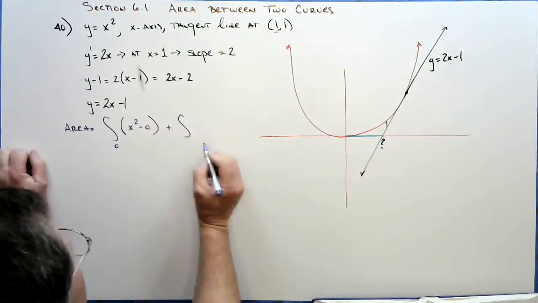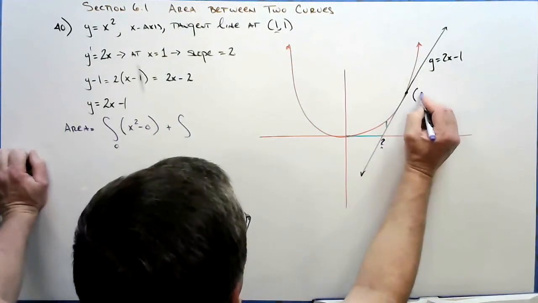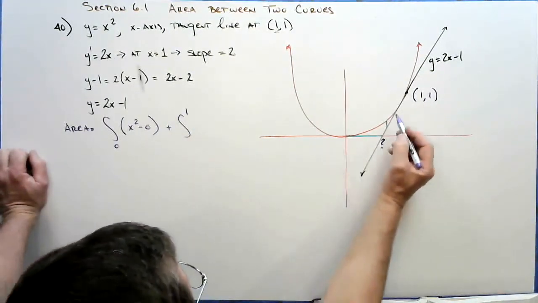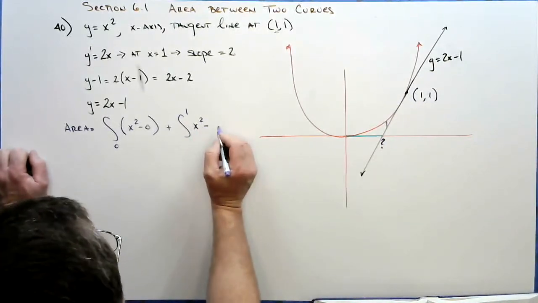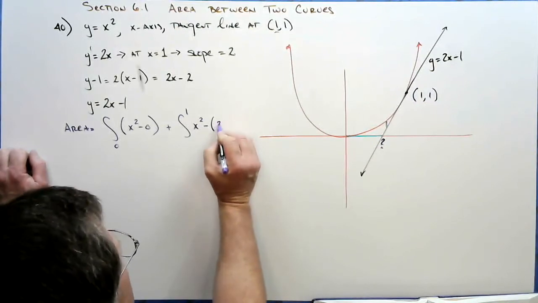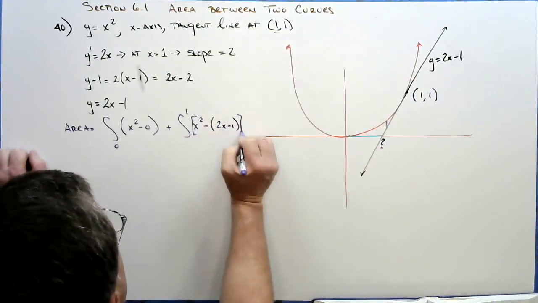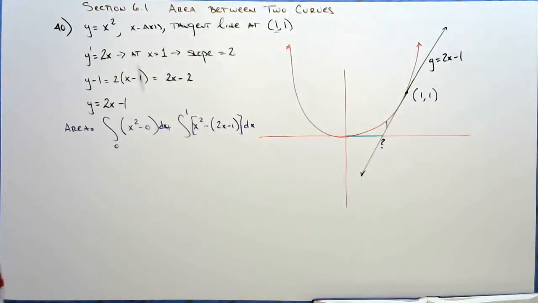Plus the integral, we don't know that point. We do know this point, right? This is x is 1, y is 1. That's our point of intersection. So we're going to stop at 1. Our top function is again the parabola minus our bottom function, which is 2x minus 1, dx.